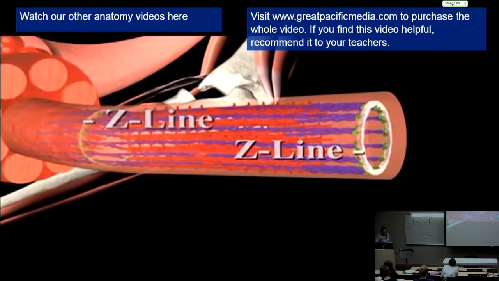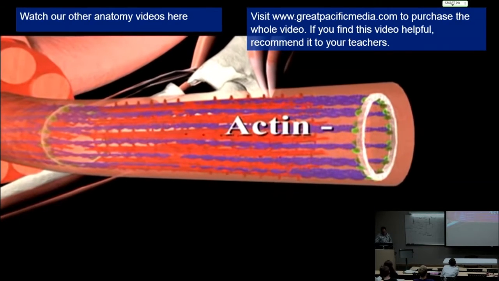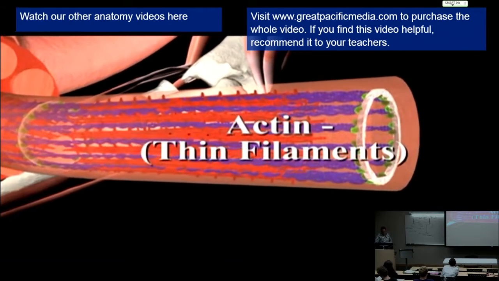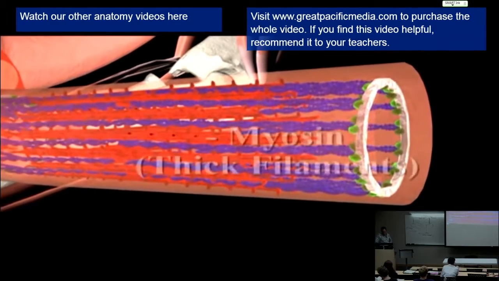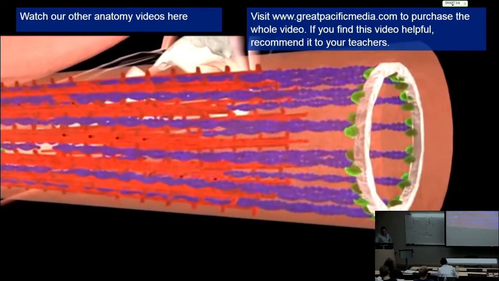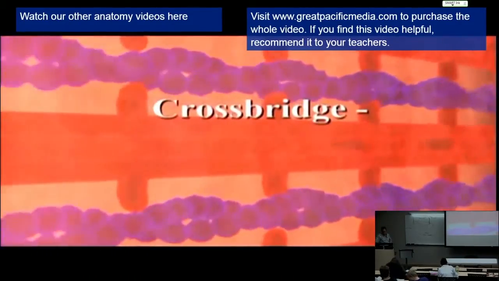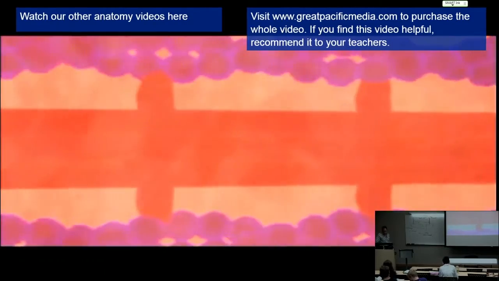Attached to the Z-lines are strands of actin and two accessory proteins that form the thin filaments. Suspended between the thin filaments are thick filaments, composed of the protein myosin. The alternating thick and thin filaments give myofibrils their striped appearance. Small arms, called cross bridges, extend from the strands of myosin and contact the thin filaments.